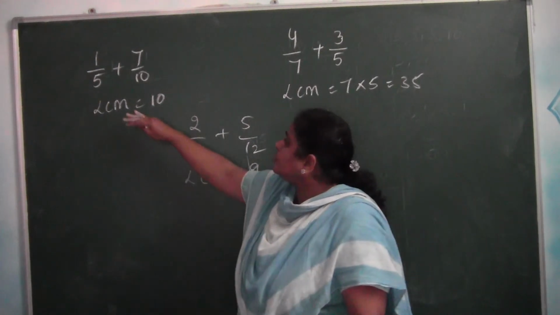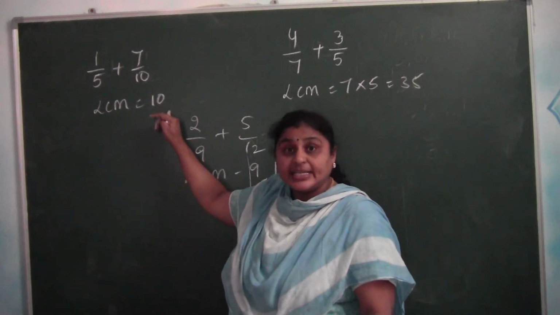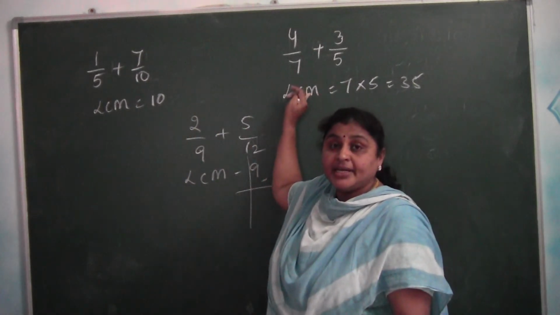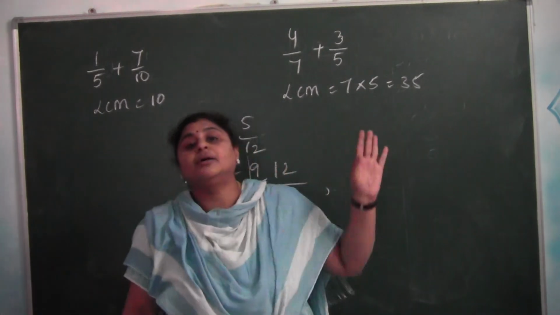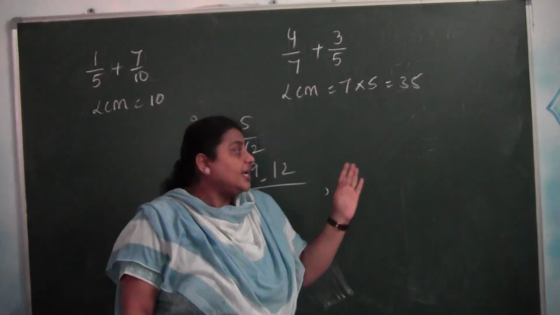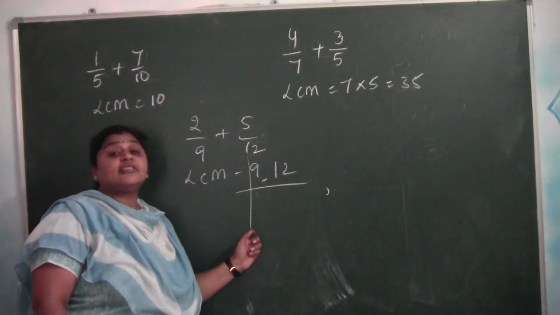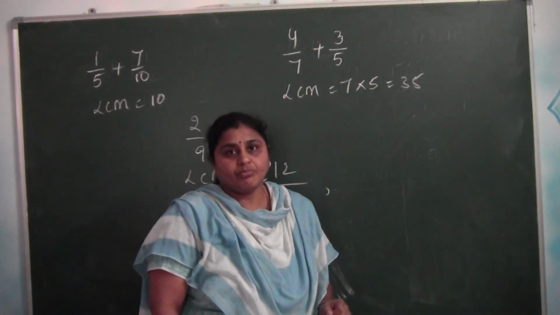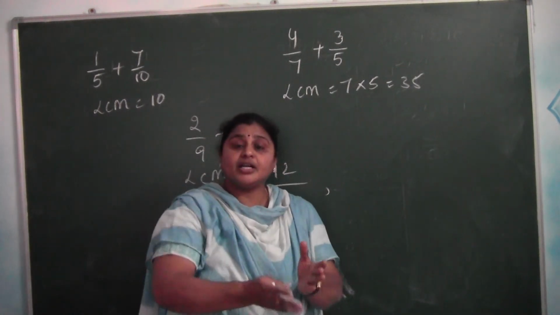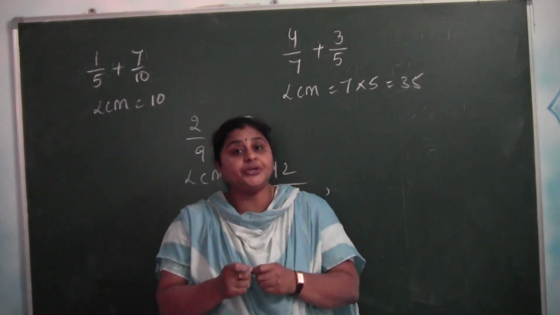Okay children, so if one denominator is a multiple of the other, then LCM is the highest denominator. If two denominators have no common factors, then LCM is nothing but the product of the denominators. If two denominators have common factors, in this case only you are going to calculate the LCM. Got it? I hope you understood today's concept and the small logic I have explained to you.